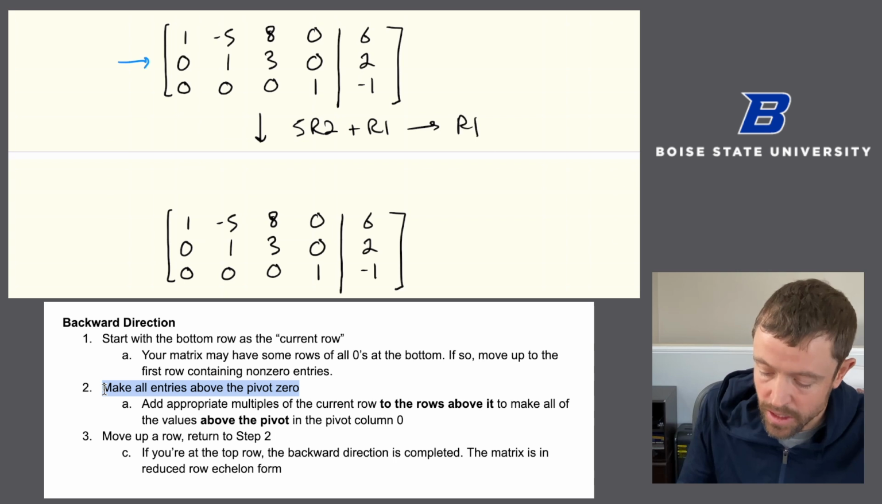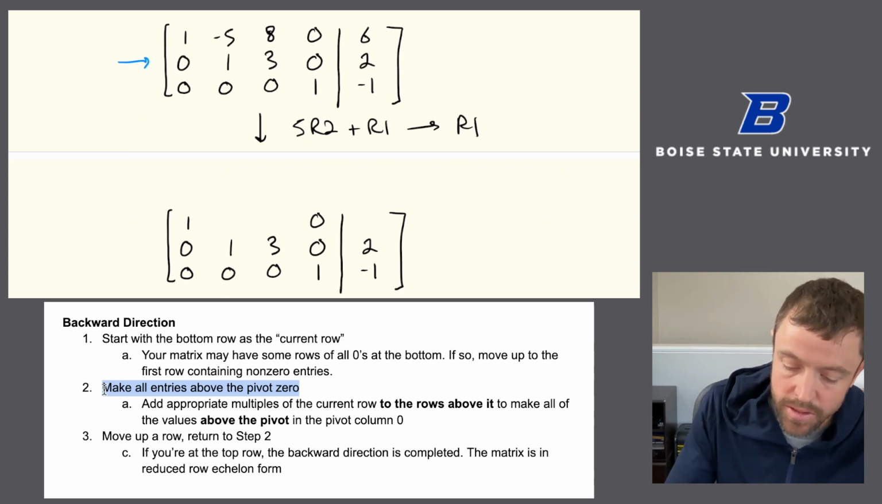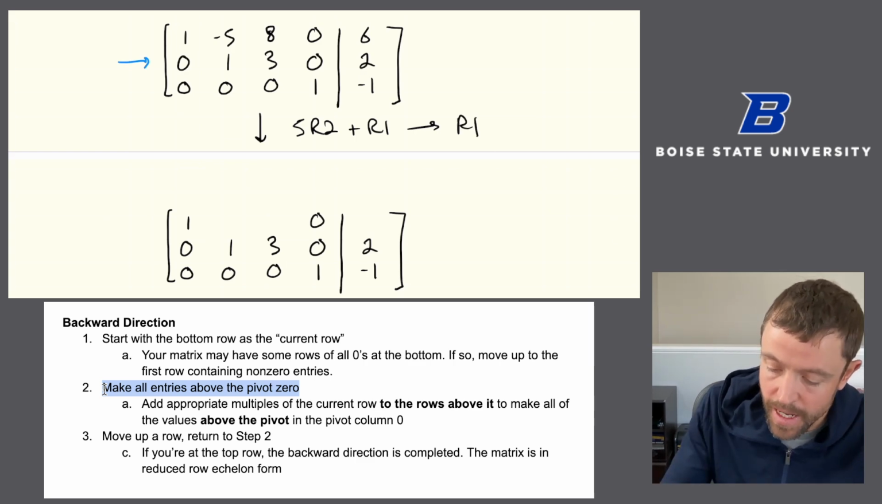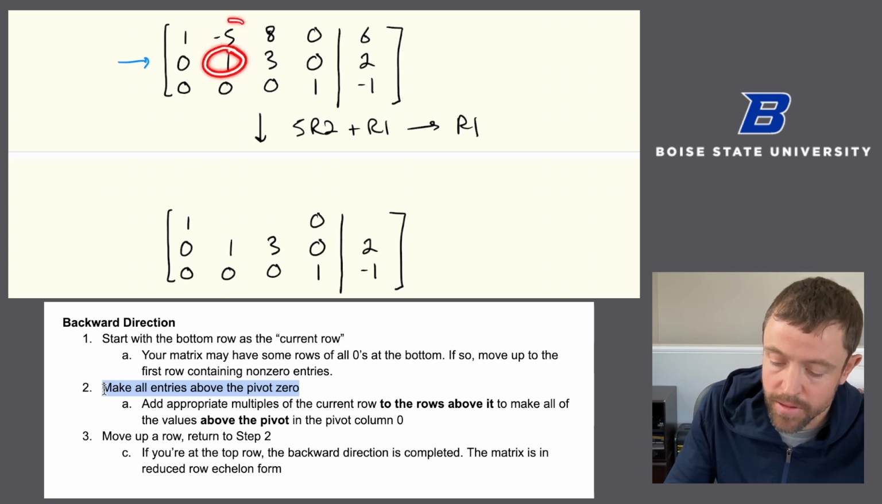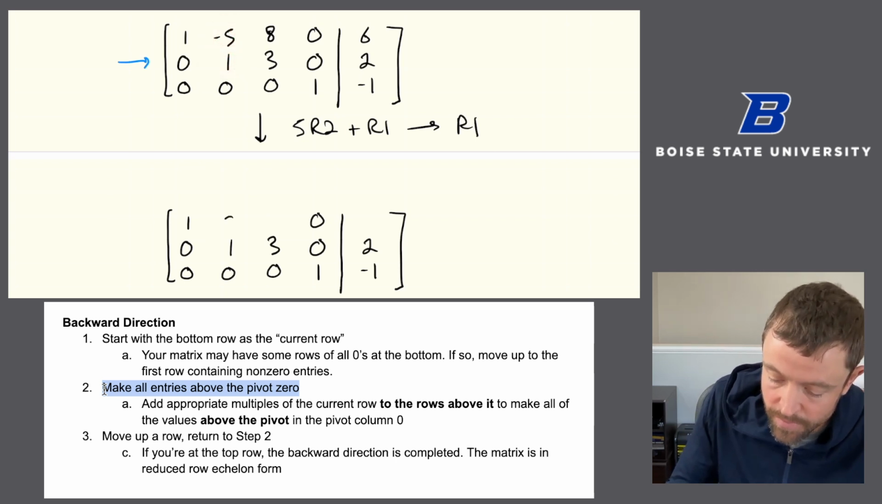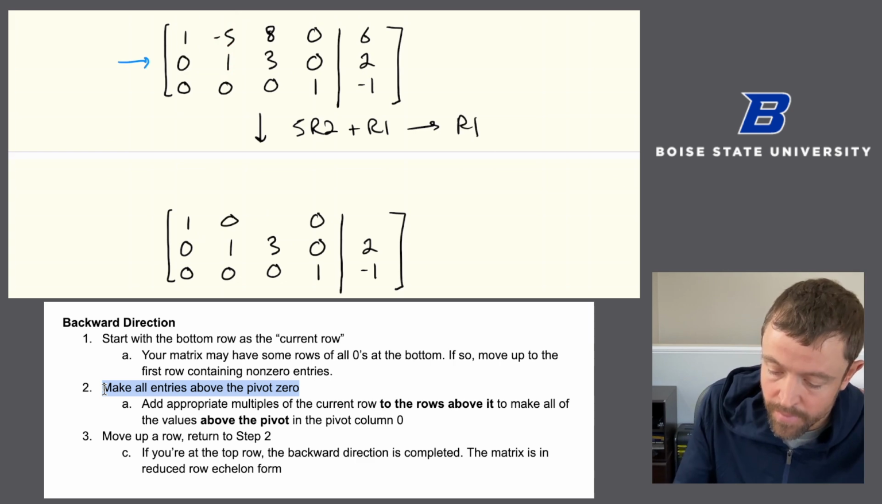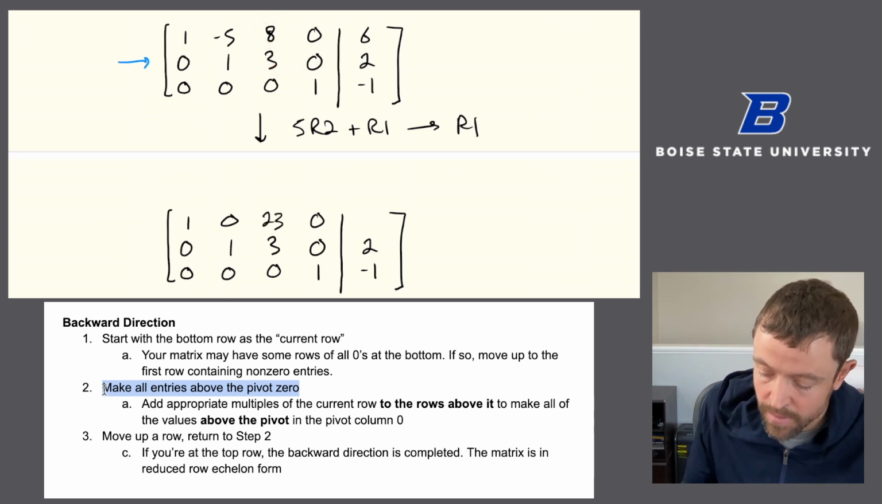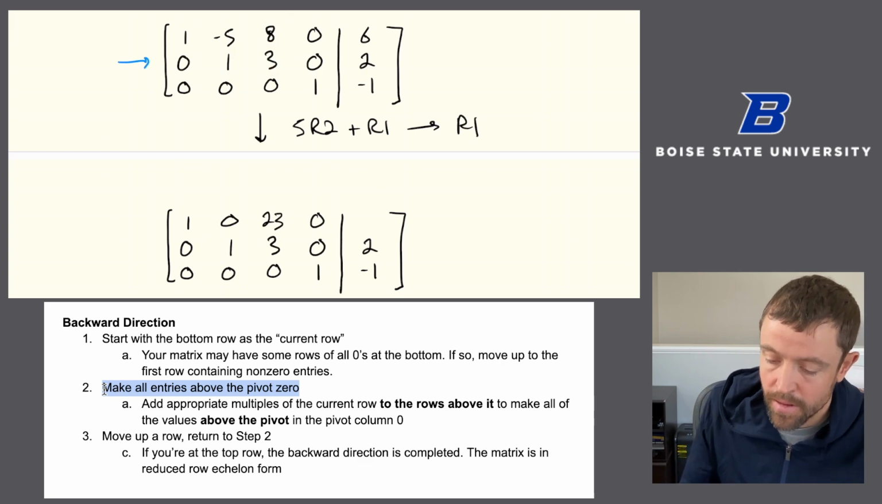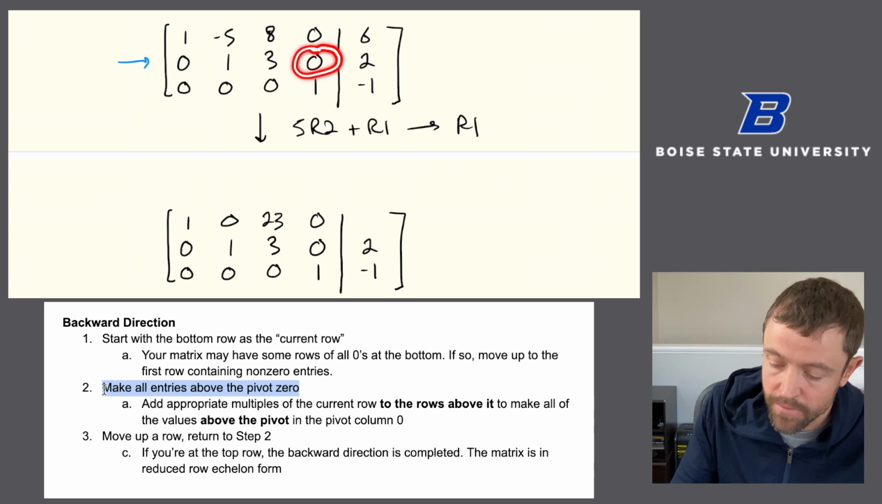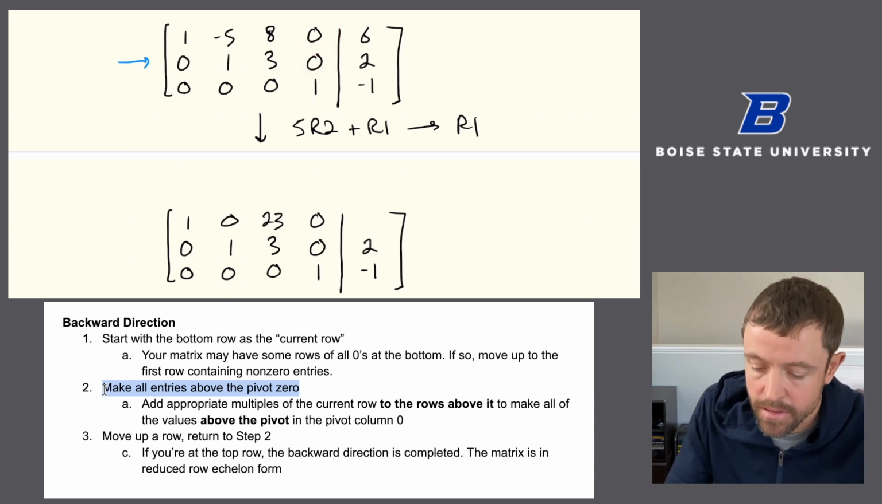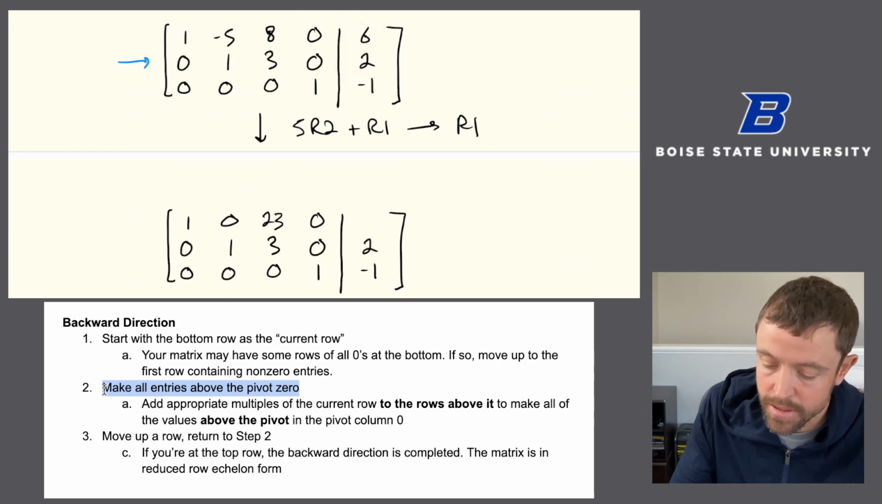And so what is going to get changed are these entries. So what's going to happen? Well, 5 times 1 is 5 plus negative 5 is 0. 5 times 3 is 15. 15 plus 8 is 23. If I wanted to, I could add 5 times 0 plus 0, but that's not going to change anything. 2 times 5 is 10. 10 plus 6 is 16.